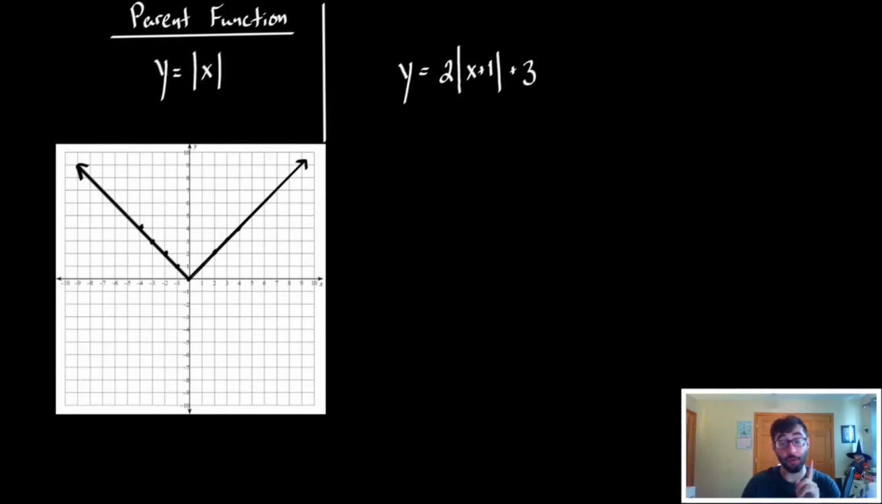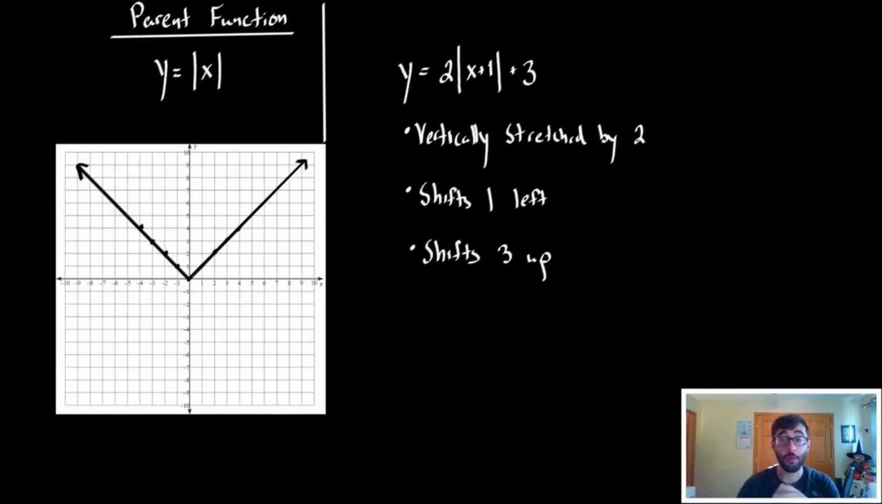Now the first of which, we always apply from left to right, so I'm going to list them in order from left to right. This 2 multiplying out in front is telling me that it is vertically stretching it by 2. So we have a vertical stretch by 2. The plus 1 inside is telling me that we are moving to the left 1. And the plus 3 outside is telling me that we are moving up 3. So those are 3 transformations, so let's write those down.